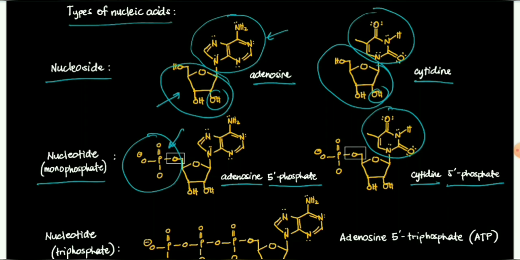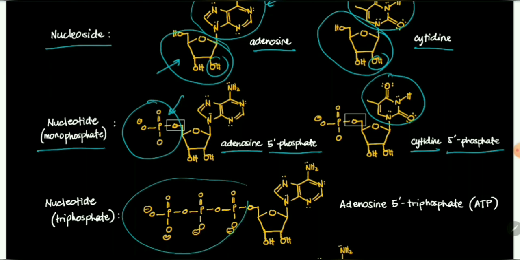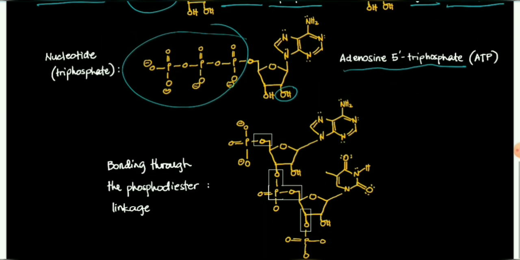Okay? So pwede rin tayo magkaroon ng triphosphate na nucleotide. So this is adenosine 5' triphosphate kasi tatlo yung ating phosphate group dun sa may 5' end ng ating sugar. Okay? Kapag this is deoxy, so that would be a deoxyadenosine 5' triphosphate. Okay? So paano nagko-connect yung ating mga nucleic acid residues sa DNA or RNA?